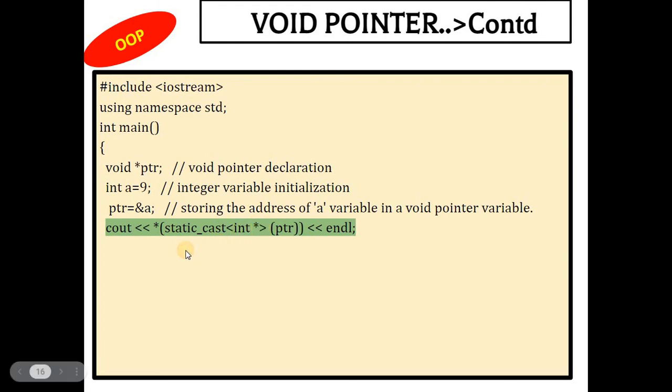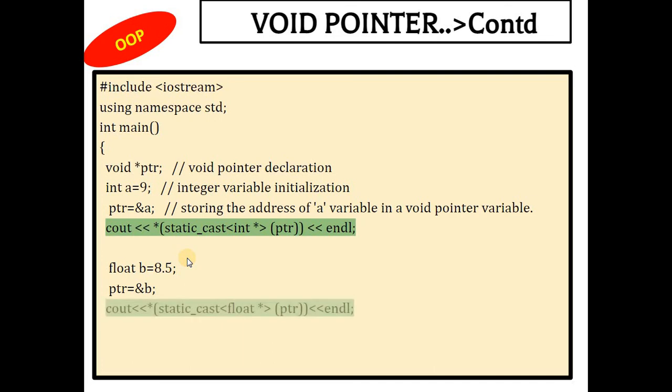In a similar manner, if there is a float variable and we want the void pointer ptr to point to it, we write ptr is equal to ampersand b and convert it into a float pointer using static underscore cast float pointer ptr. And this is how we make use of a void pointer.